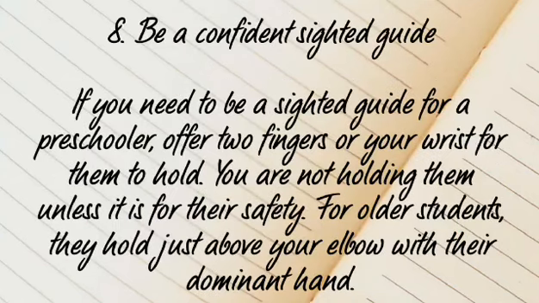8. Be a confident sighted guide. If you need to be a sighted guide for a preschooler, offer 2 fingers or your wrist for them to hold. You are not holding them unless it is for their safety. For older students, they hold just above your elbow with their dominant hand.